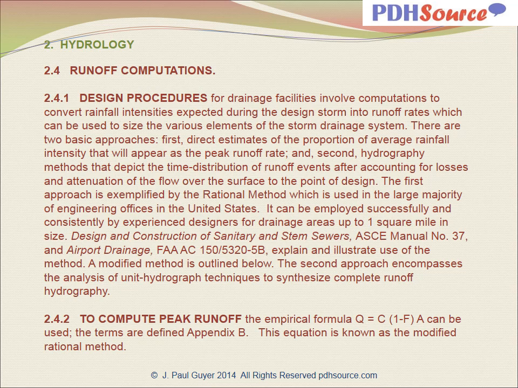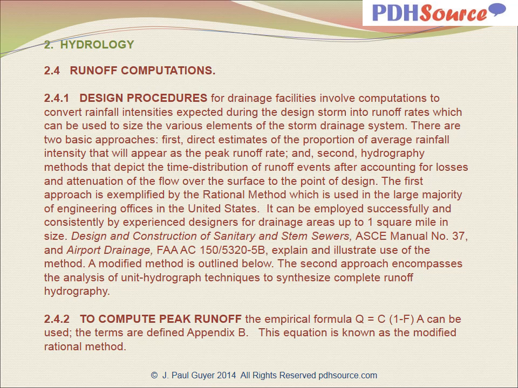Runoff computations. The design procedures for drainage facilities involve computations to convert rainfall intensities expected during the design storm into runoff rates, which can be used to size the various elements of the storm drainage system. There are two basic approaches. The first is direct estimates of the proportion of average rainfall intensity that will appear as the peak runoff rate. The second is hydrograph methods that depict the time distribution of runoff events after accounting for losses and attenuation of the flow over the surface to the point of design.